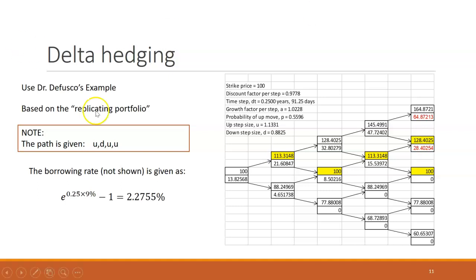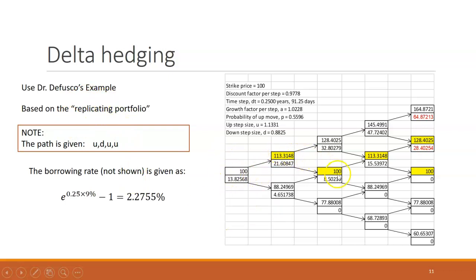You have these problems here, and they give you the whole tree, which is kind of nice. They've done a lot of these calculations for you. They ask you to set up a replicating portfolio, and notice some of these values are highlighted in yellow, and that's the path they want you to follow. Again, the top value is the value of the share, and then here's the value of the call option at that point. They want you to set up a replicating portfolio and follow it through this path.